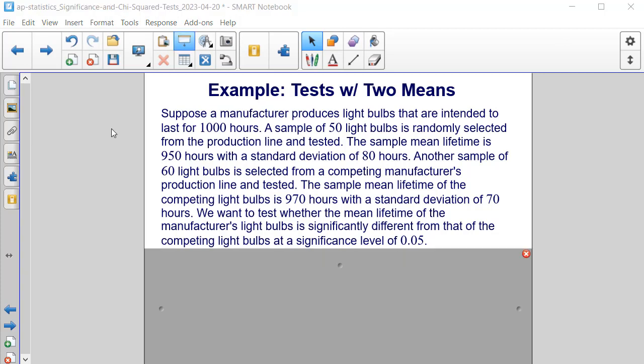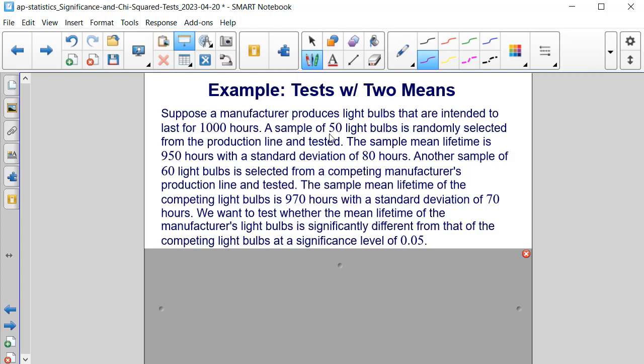Let's get started. First, let's double check to make sure that all the conditions are met in order to perform the test. We know that we have a sample of 50 light bulbs, randomly selected from the production line and tested. That's how the first sample was created. Now our second sample is 60 light bulbs selected from a competing manufacturer's production line and tested. So the first condition of being random is definitely fulfilled in both cases.